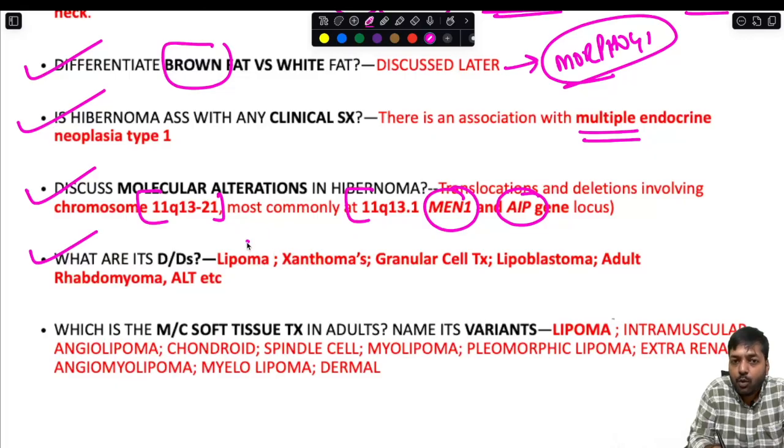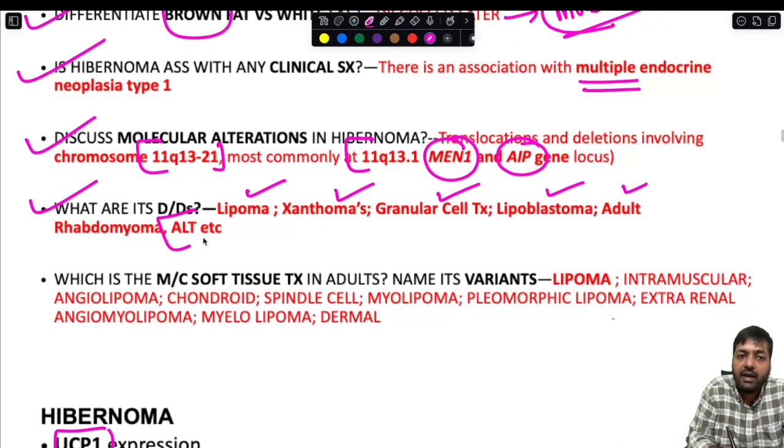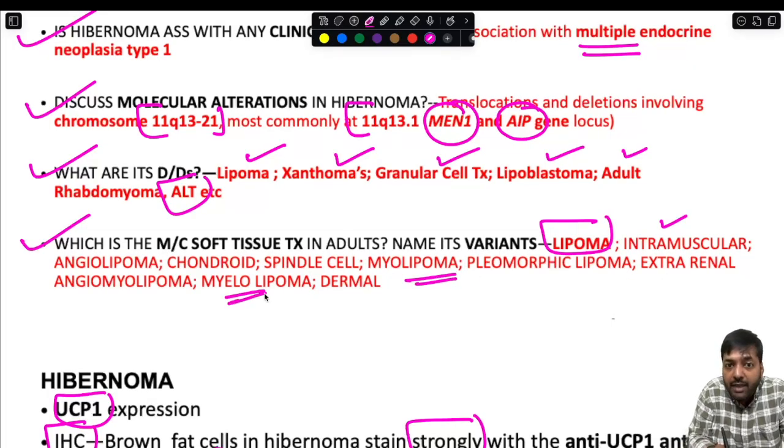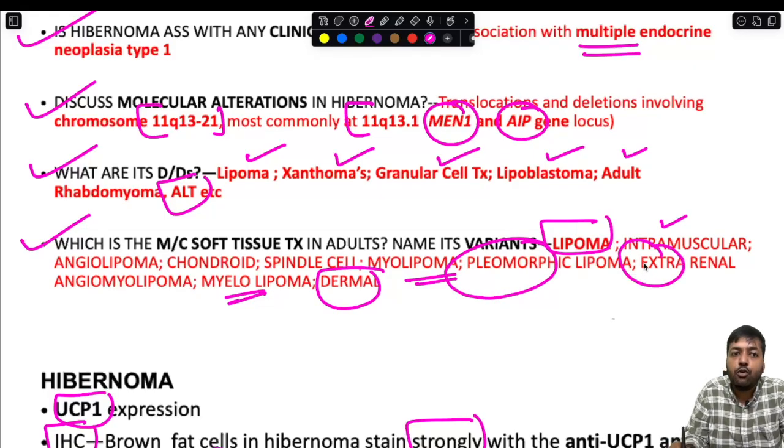Very simple: lipoma, xanthomas, granular cell tumor, lipoblastoma, adult rhabdomyoma, and atypical lipomatous tumor. Which is the most common soft tissue tumor in adults? It is lipoma. And what are its variants? Intramuscular lipoma, angiolipoma, chondroid lipoma, spindle cell lipoma, myolipoma, myelolipoma, dermal lipoma, pleomorphic lipoma, then extrarenal angiomyolipoma.